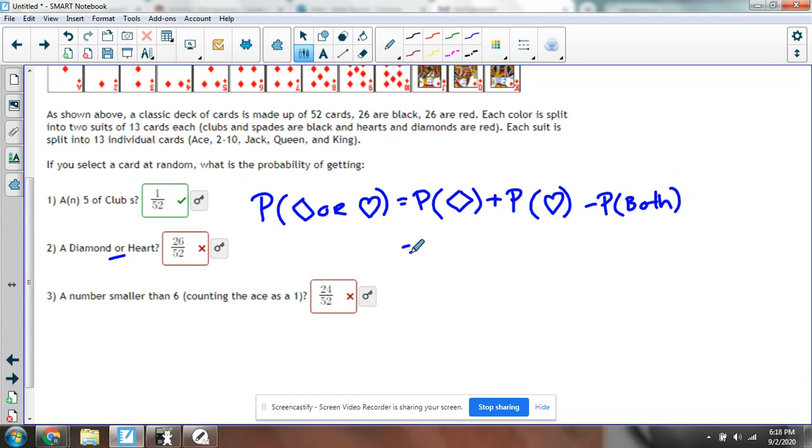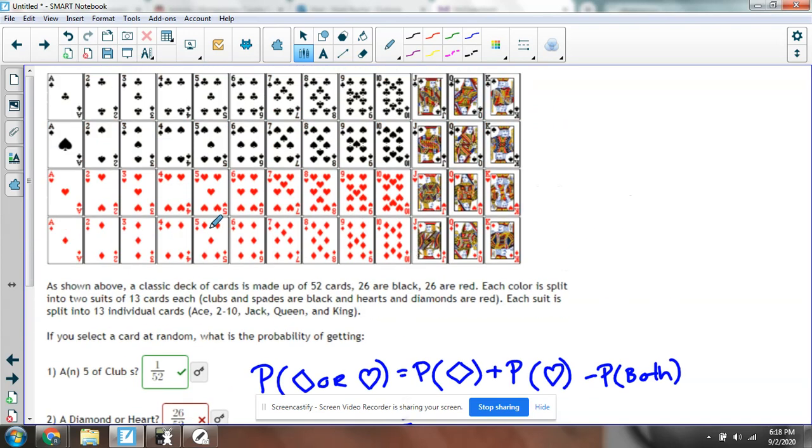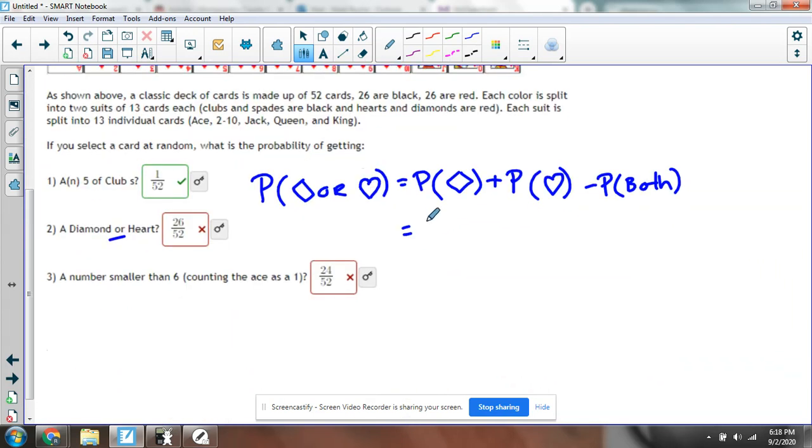So what is the probability of getting a diamond? Well, there's 52 cards. And how many are diamonds? This entire bottom row. It's 13 cards. So there's 13 out of 52.